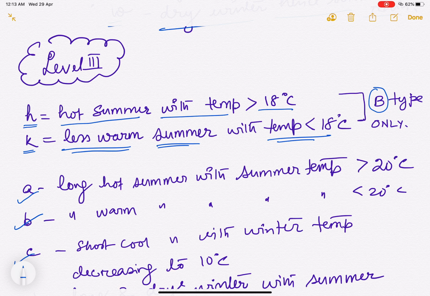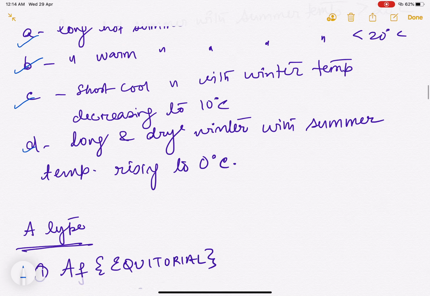Basically I would say, first understand the thing, then you can remember all this. Before understanding, don't give it a thought that you will remember all this first. No, first understand what I'm trying to say.